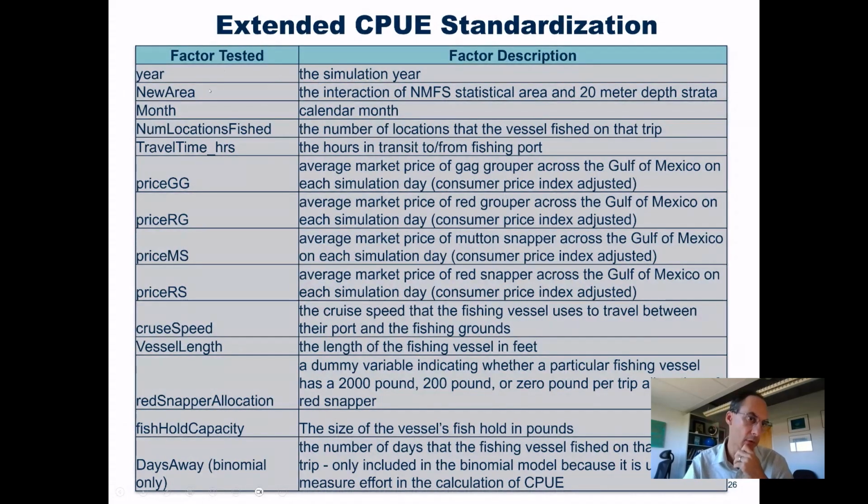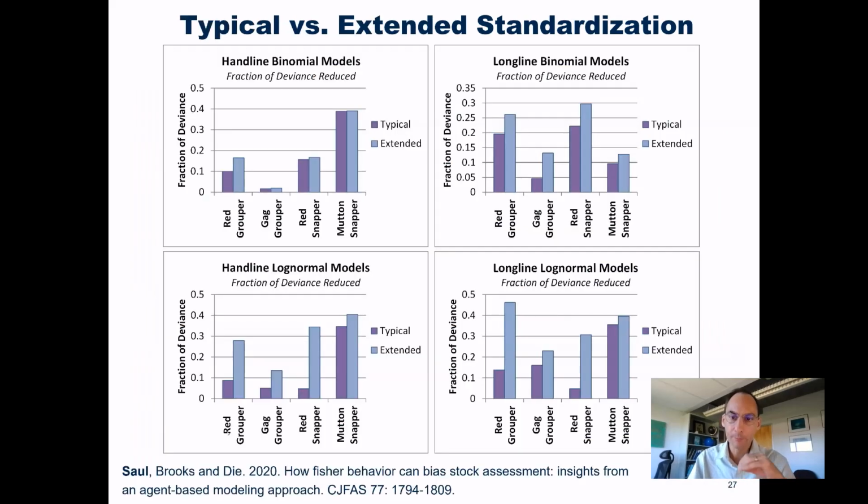And these are all the variables: year, area, month, number of locations fished, travel time, fish prices, vessel characteristics like speed and length, allocations and fish hold, and such. The aim was to see if including these other variables, linked to the human dimension and human decision making, is a way to remove that source of uncertainty.